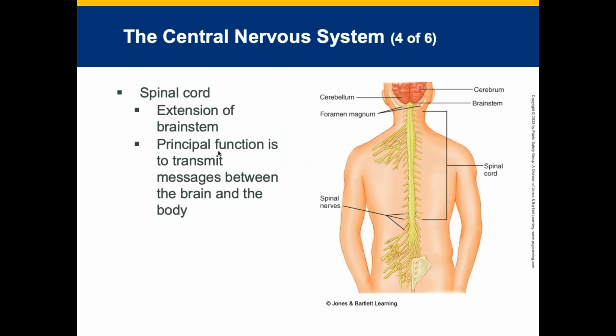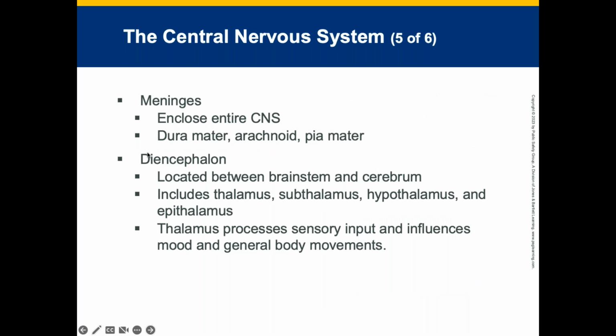The spinal cord, which is an extension of the brainstem, contains nerve cell bodies as well, and nerve fibers, which transfer information to and from the brain. So if you touch something and it hurts, it transmits that message. The principal function is to transmit messages between the brain and the body. Hot, cold, things like that.